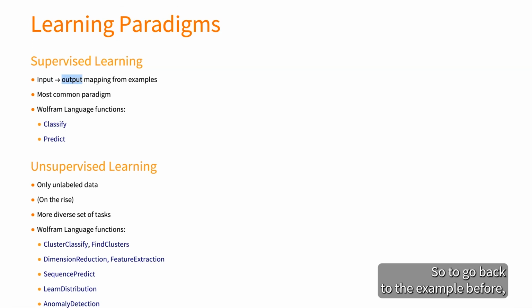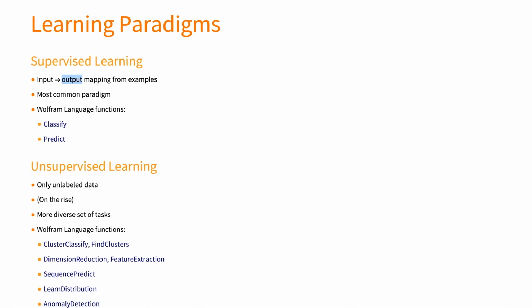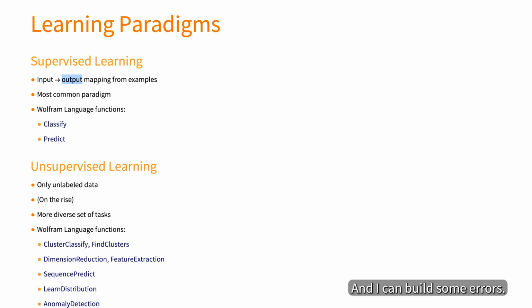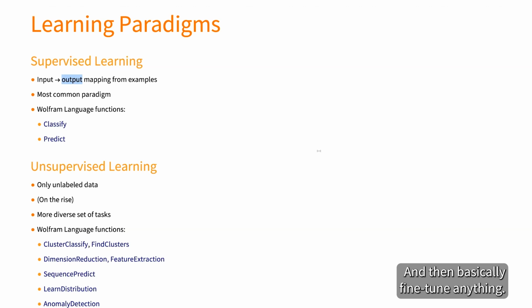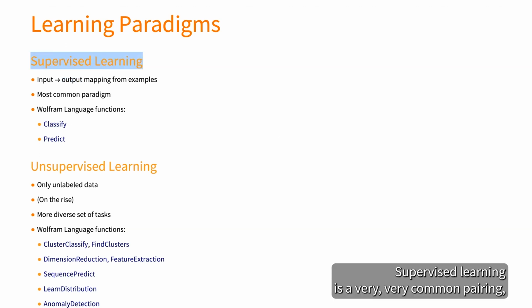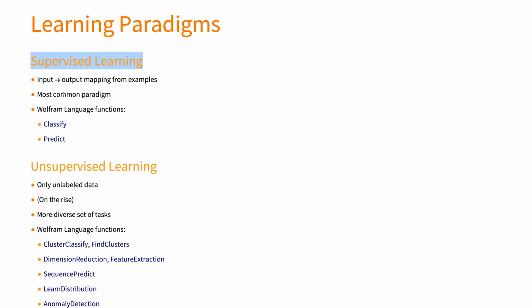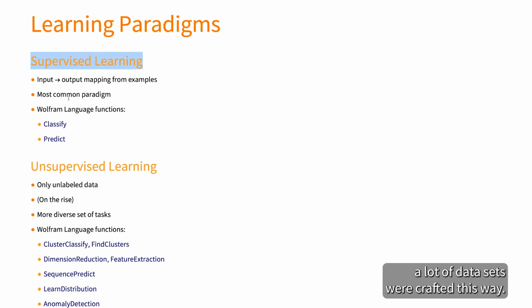So to go back to the example before, we might have a collection of years and sex, and also the height of the person. Now my program would like to predict the height variable with the other two. This is supervised because I know the right answer, and I can check if the machine is performing correctly, and I can compute some errors, and then basically fine tune everything. Supervised learning is a very, very common paradigm because a lot of data now is coming this way, or historically a lot of data sets were crafted this way.